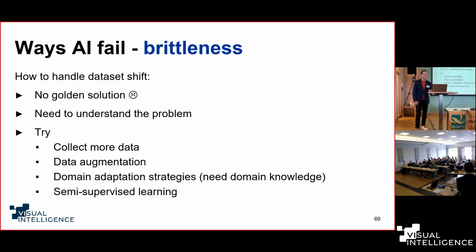So the brittleness. To solve this particular data set shift, there is no golden solution for it. It's not that we do this and it's fixed now. You need to understand the problem, collect more data again covering a variety of things, and do data augmentation. Maybe some domain adaptation strategies could work, but still that could be dangerous as well. Semi-supervised learning, adding a few labeled pixels from the test data, could also help.